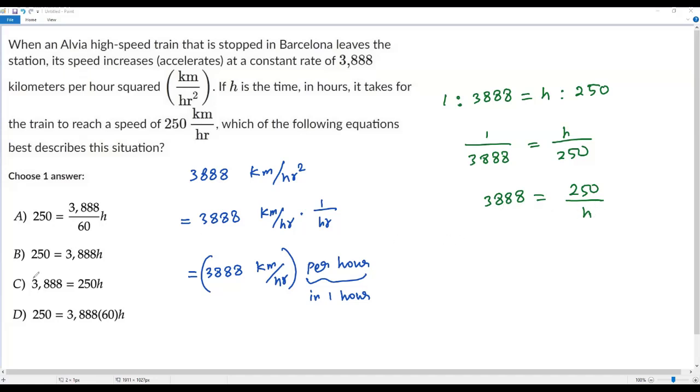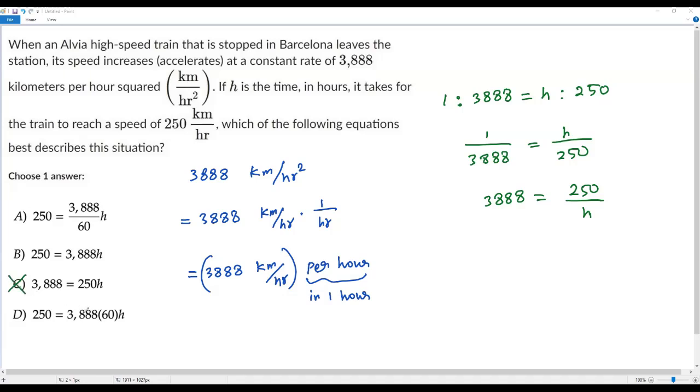Only one of the options has been solved for 3,888, that is option C. Here 3,888 equals 250 times h. But in our result, 3,888 equals 250 over h, that is 250 divided by h. So here 250 is multiplied by h, but here 250 is divided by h. So option C is incorrect.